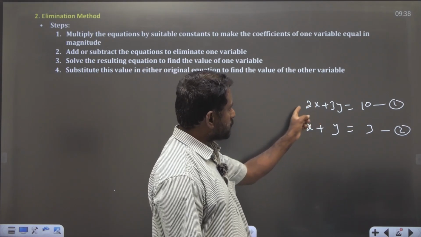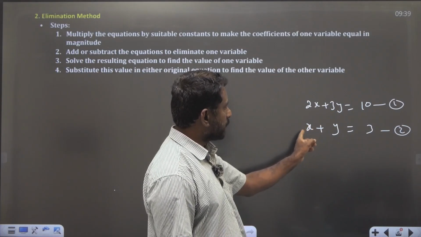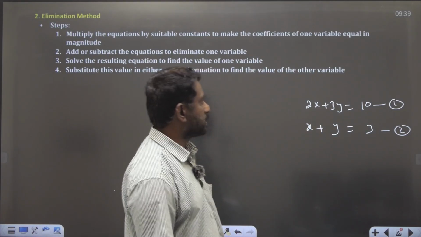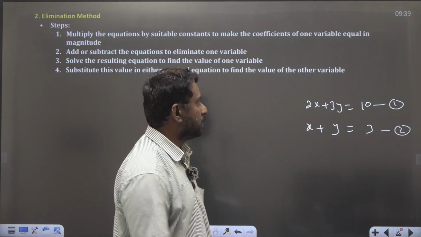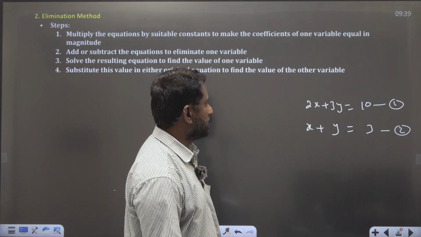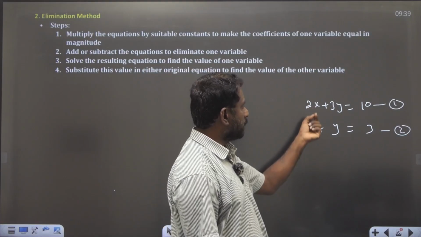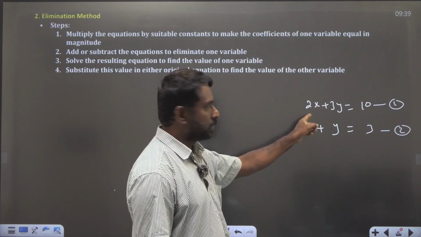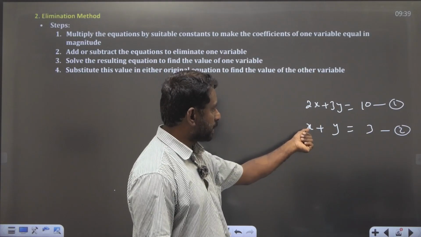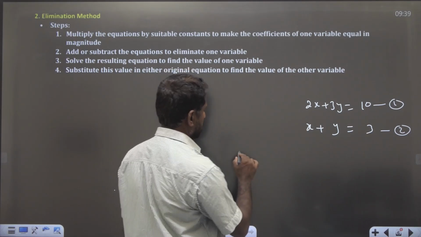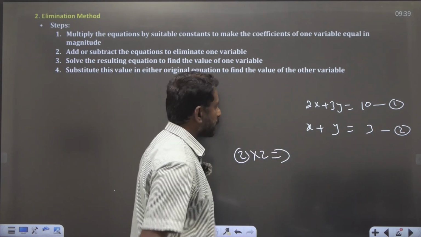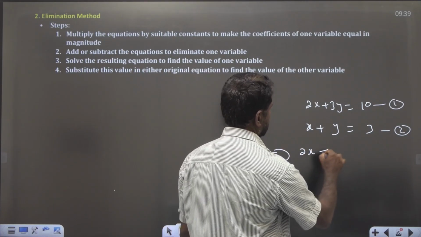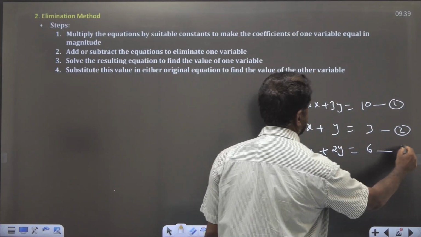Here the coefficient of x is 2 and the coefficient of y is 3. In the second equation, the coefficient of x is 1 and the coefficient of y is 1. If we subtract or add, we can't eliminate x or y directly. At first, equalize the coefficient of one of the two variables. Here the coefficient of x is 2, so we convert the coefficient of x to 2 in equation 2 also. Multiply equation 2 by 2, that means 2x plus 2y is equal to 2 into 3, 6.